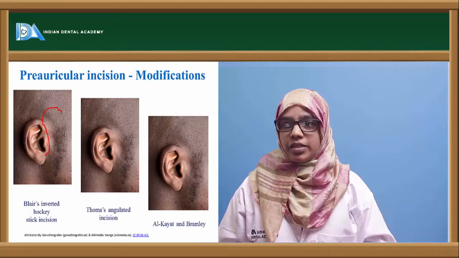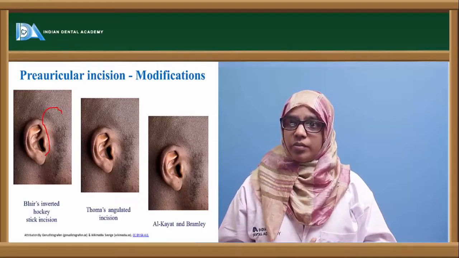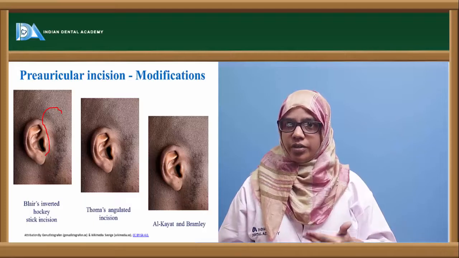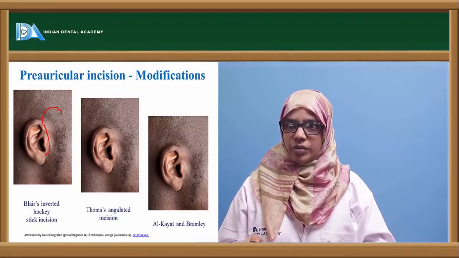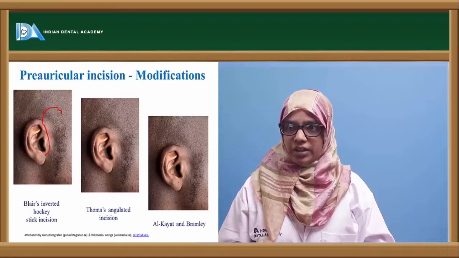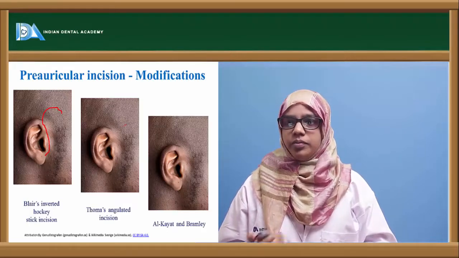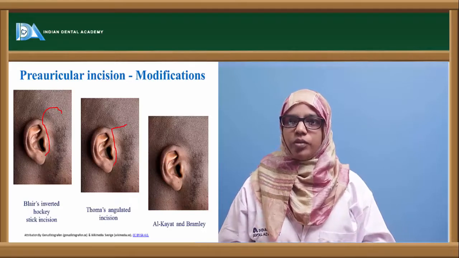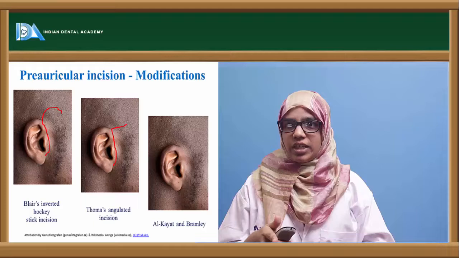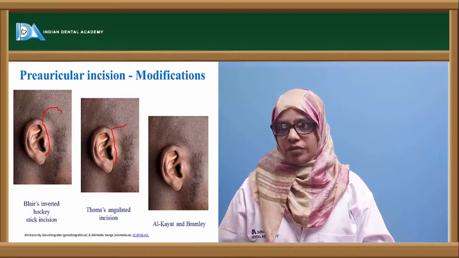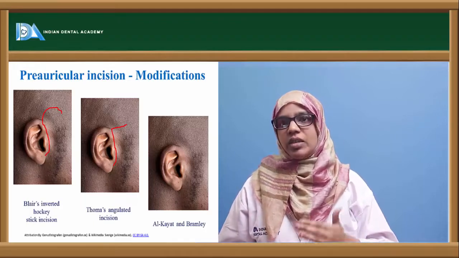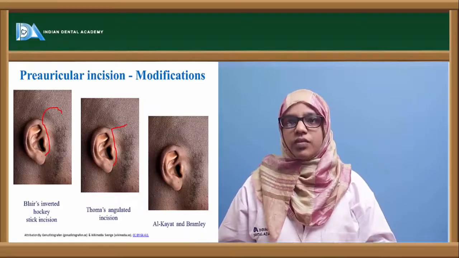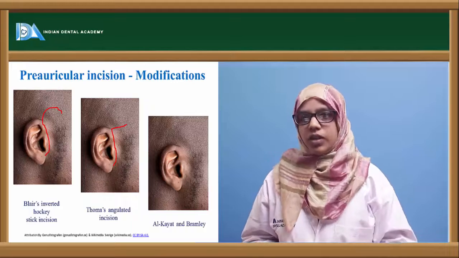The first is the Blair's modification. It is nothing but an inverted hockey stick incision. You'll take a 2-finger breadth curved C-shape incision till the helix, then move anteriorly to the ear till the lobe. The next is the Thoma angulated incision, wherein along with the preauricular incision, you give a releasing incision anteriorly at an angle of 45 degrees. Now these variations are basically to increase the access to the ankylotic mass. So if the severity increases, your incision will vary.